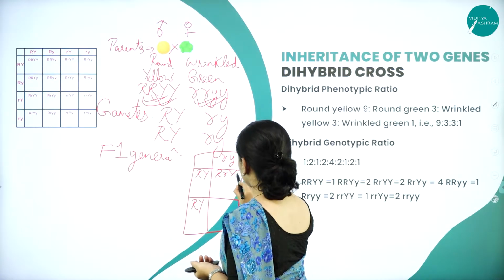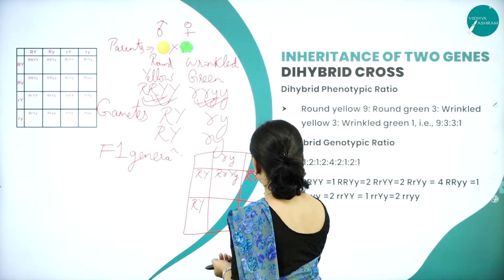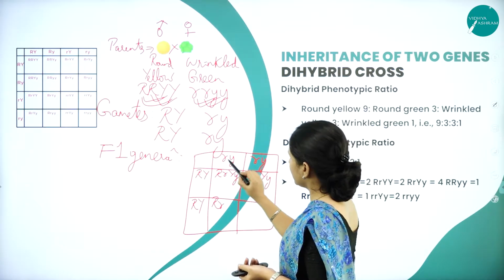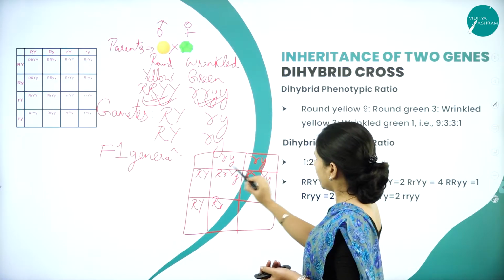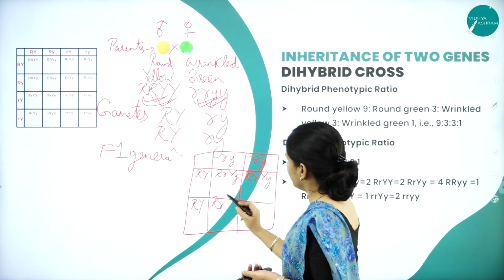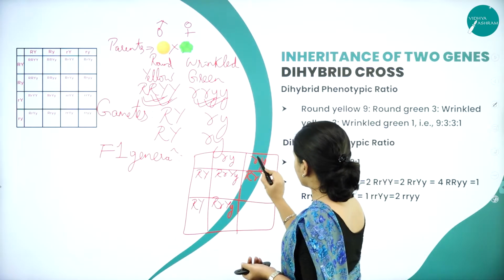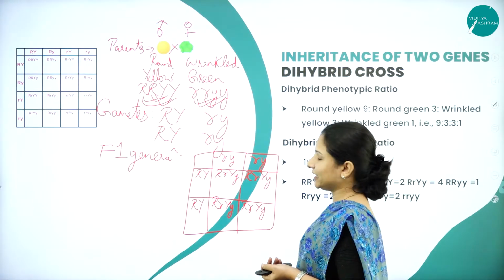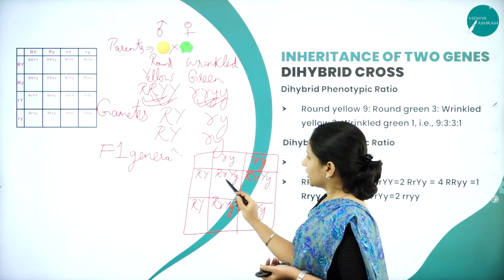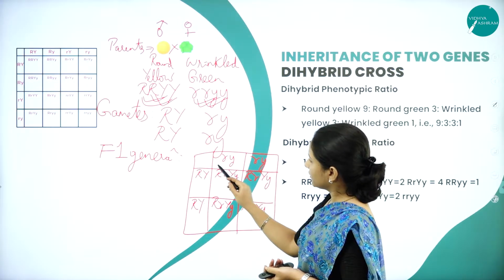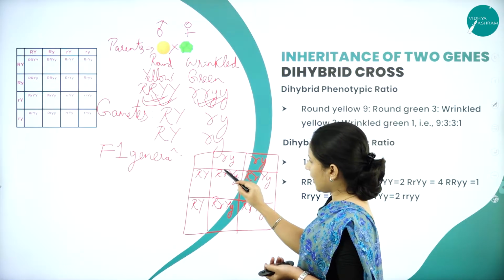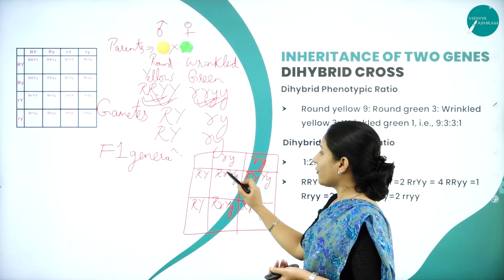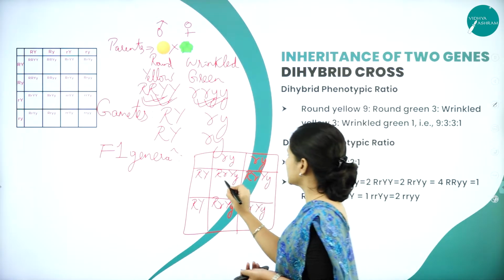We are crossing R, Y with r, y. Again R, capital Y, small y. Again R with r, capital Y, small y. So what is the seed here now? This particular F1 generation plant is carrying the dominant gene R and the recessive gene r. Which shape of the seed will be expressed here? It is round, because round is dominating. So it is dominating the wrinkle character of the seed. So the seed will be round.